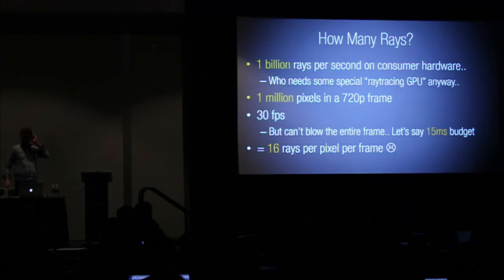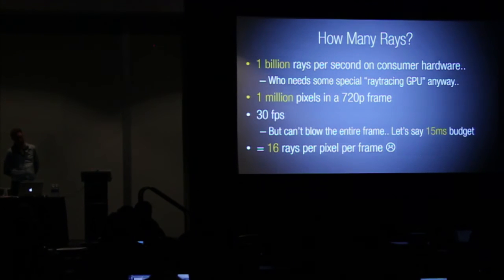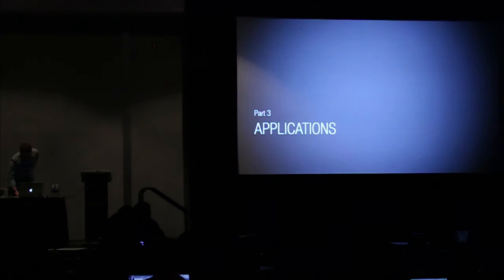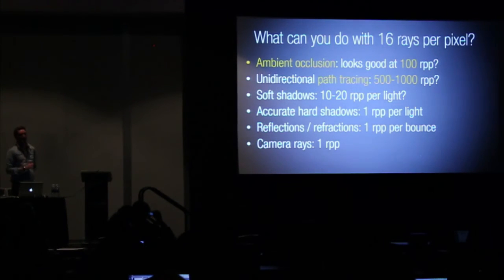If you assume 1 million pixels per frame, or 2 million if you're full HD, and 30 frames per second, which is a reasonable real-time goal. But you can't blow the entire budget of the frame because you want to do post effects, and you need to generate the structure, and you need to do some other work. So you're giving yourself half the frame time. It works out that you get 16 rays per pixel per frame, which is not a very big number at all, a very small number. So what can you do with 16 rays per pixel per frame?